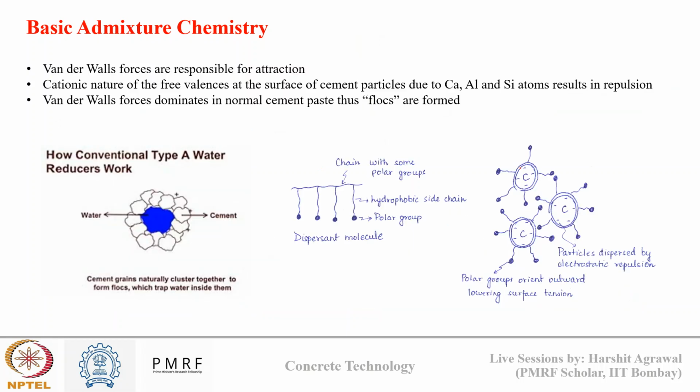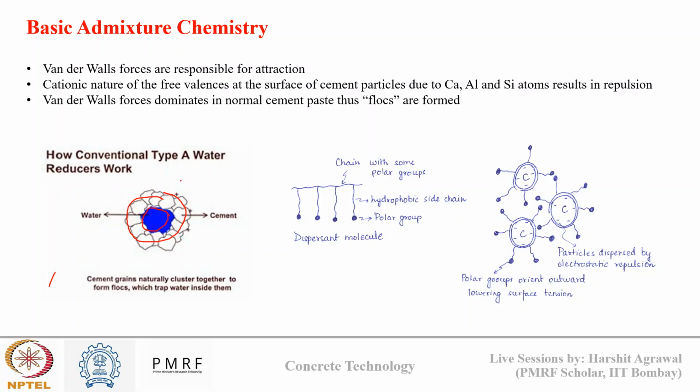Now, how do they disperse cement grains? If we just see a simple cement plus water system, the cement grains are not separated. They are naturally present in the form of a cluster, like you can see here. These are my cement grains, naturally present in the form of a cluster, like a flock. And when they are present in the form of a cluster, they can trap water inside them.